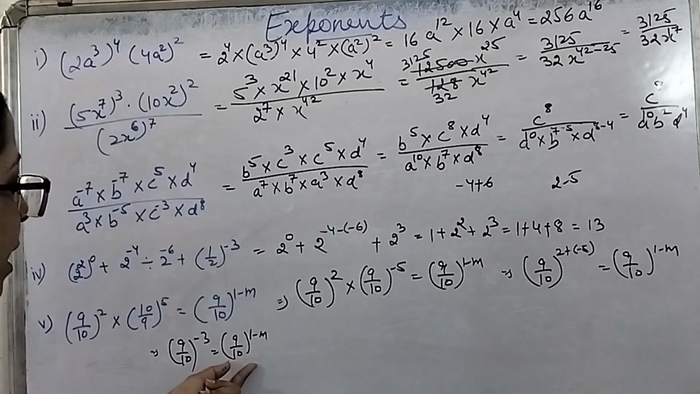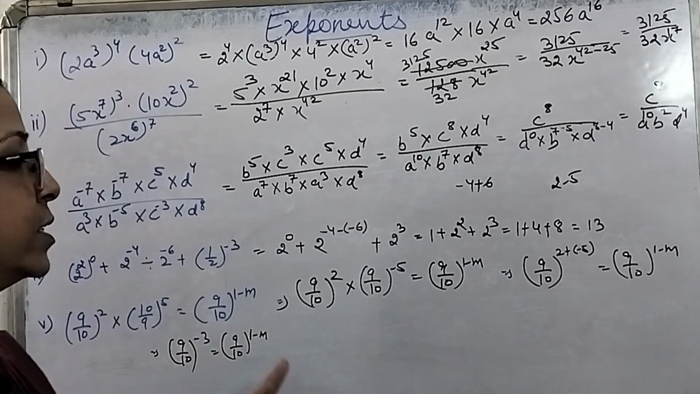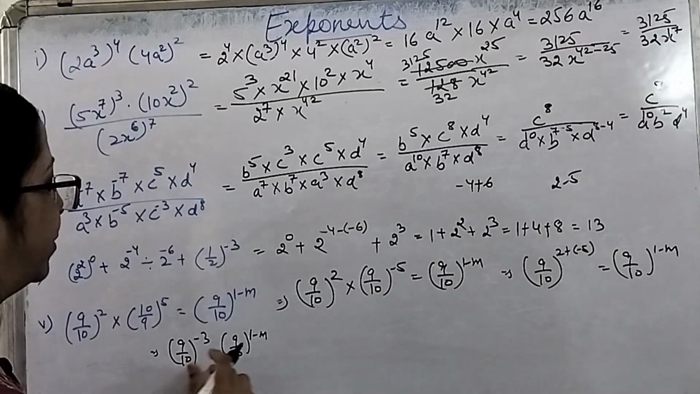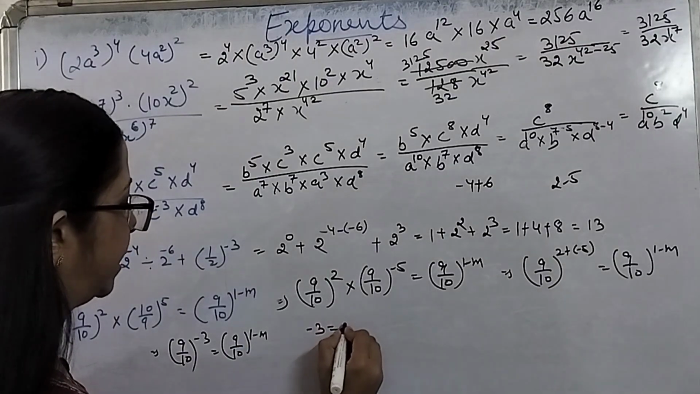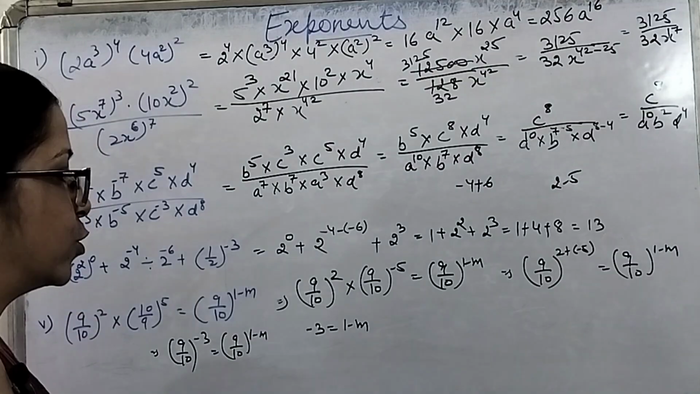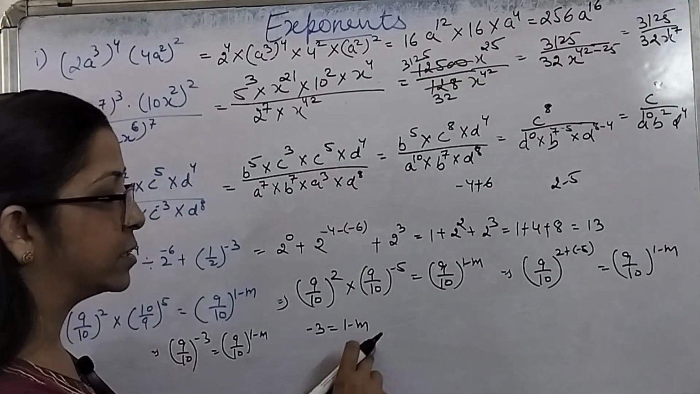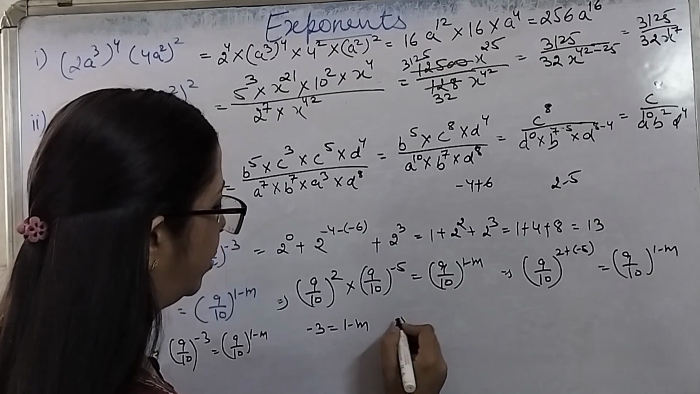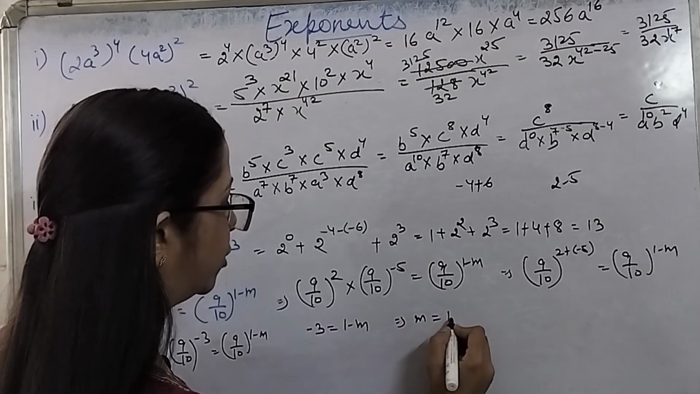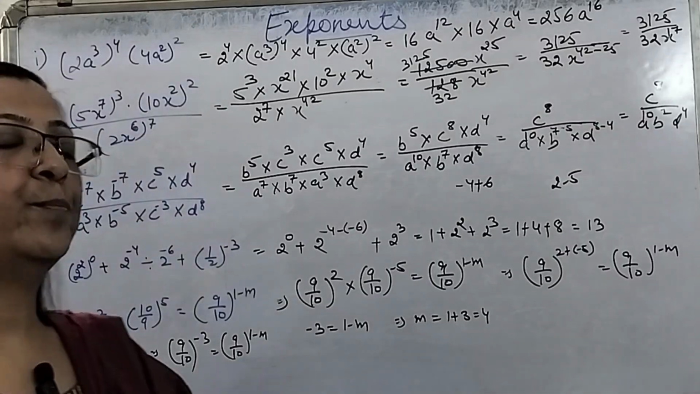Now in the LHS and the RHS, we are having the same base. So when the powers are equal, that simply means minus 3 is equivalent to 1 minus m. The powers we have equated. So if we will be solving it further, I am taking this minus m in the LHS and this minus 3 in the RHS. So this will become positive m is equivalent to 1 plus 3, that is your 4. So the value of m will be your 4.